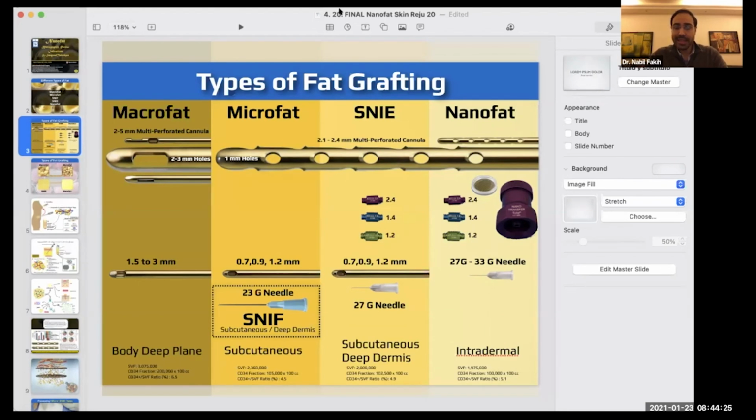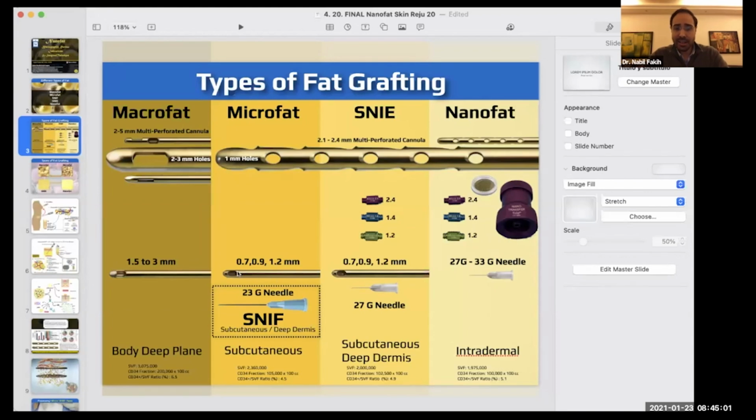Technically, for microfat, I use, as I said, Dr. Patrick Tonnard's harvester, which, for me, has been much more demonstrated by articles to get more adipose-derived stem cells than the Sorensen one. That's why I used it in my master set. It's between 2.1 and 2.4 millimeter multi-perforated cannulas normally to harvest. The one we have in Tulip is 2.4, and as you see, every hole is 1 millimeter. So this is for harvesting.